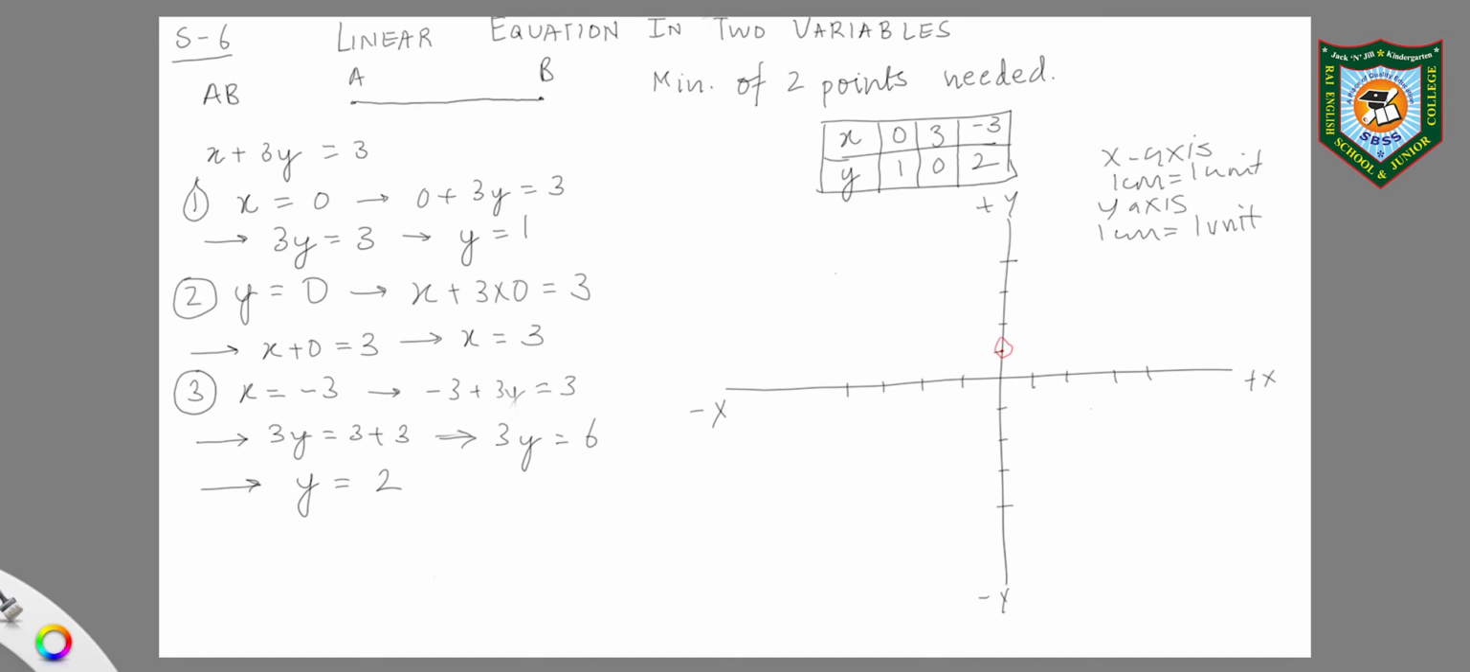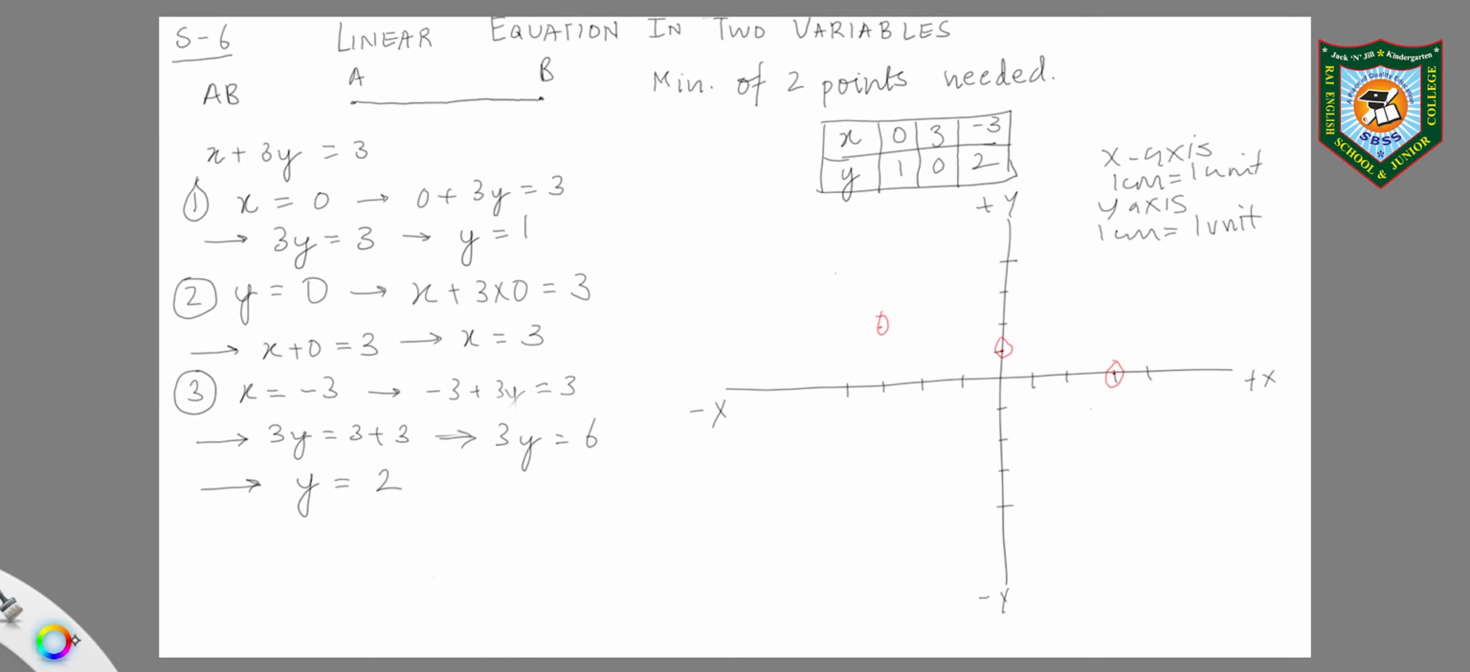Now my second point is 3, 0. So this is plus 3 on the x-axis, and 0 on the y-axis. So this is my second point. And my third point is minus 3. So I need to go 3 units on the negative x-axis and 2 units on the positive y-axis. So this is my third point.